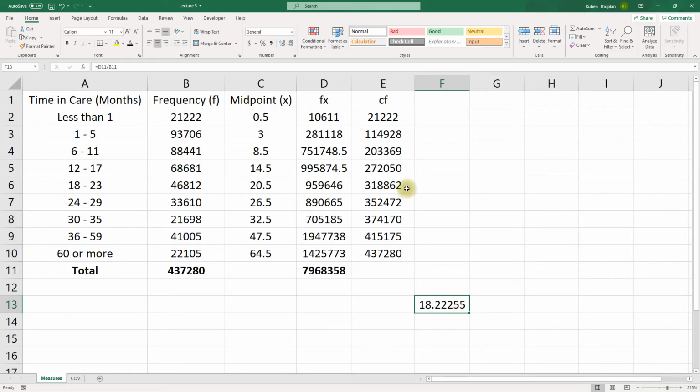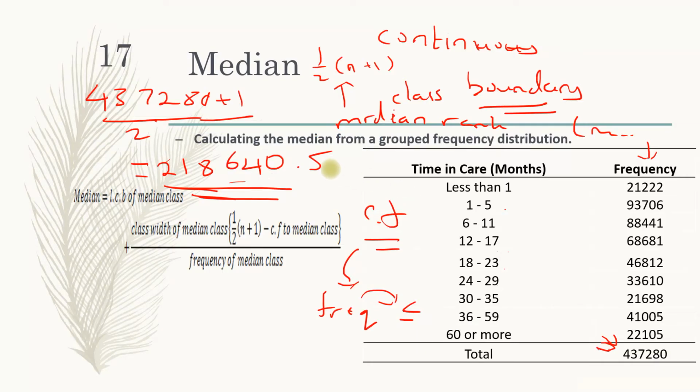So what was next? What was the question? We were interested in this value. Where is this value located? That is, we say that there are 218,600 whatever children who spend less than the median number of months. The median number of months is not known yet, but this is the principle.